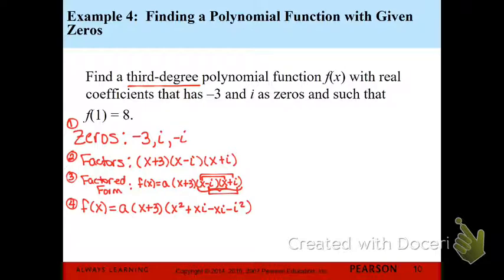Then we're going to simplify this. We can combine those like terms. And what do we know about i squared? It equals -1. Alright, so we have f of x equals a times x plus 3 times, we have x squared. What's xi minus xi? 0 xi. Good, it cancels, right? Zeros out. And then I have that minus, and I have that -1. What's minus a -1? Positive 1.